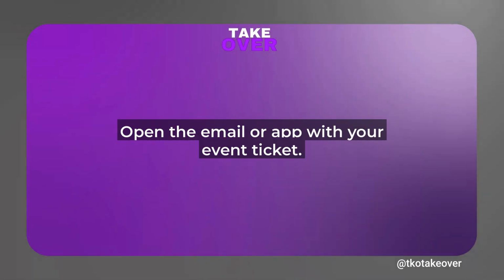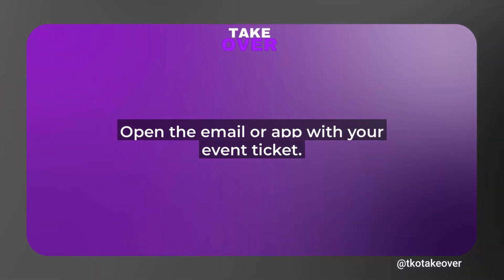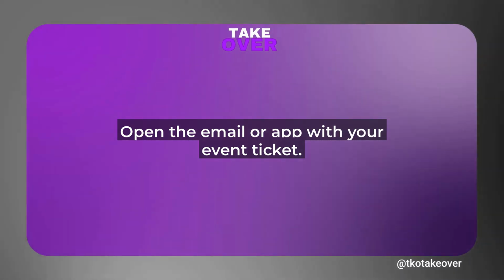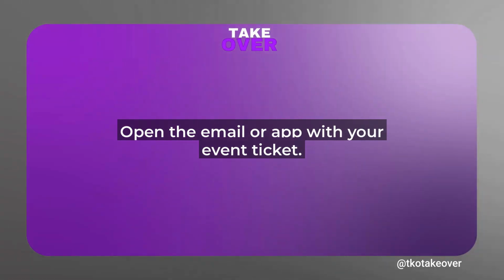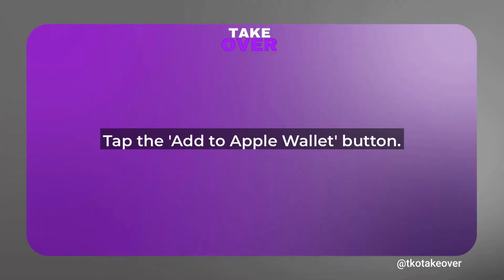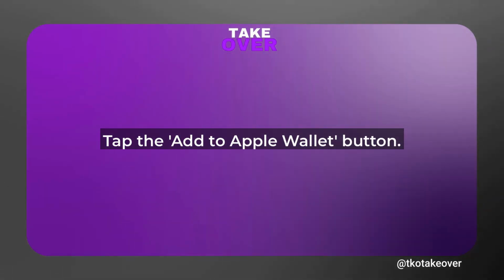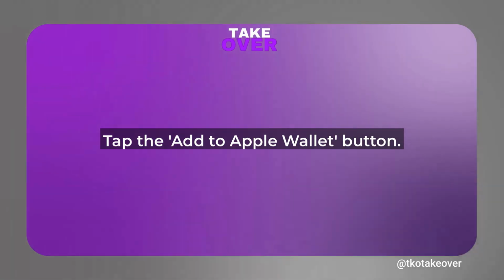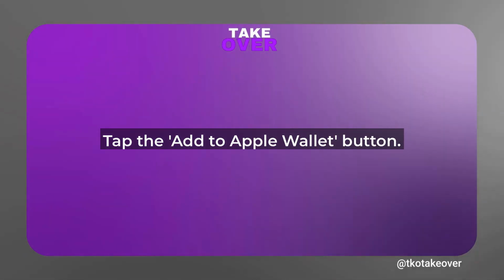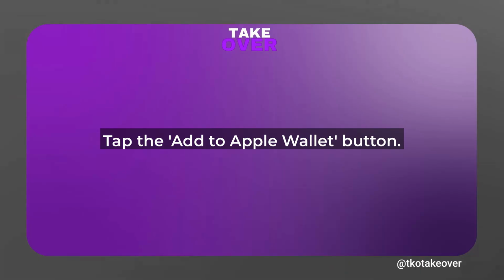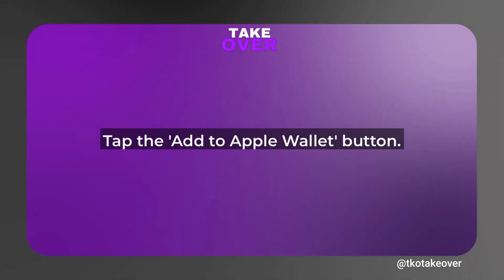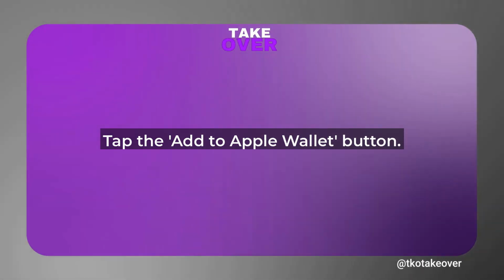Next, start with your event ticket. Most tickets come via email from services like Ticketmaster or Eventbrite, or directly from an app. Open the email or app where your ticket is stored. Look for a prominent button that says, Add to Apple Wallet. It's usually easy to spot. Tap on it. Once you tap that button, your iPhone will prompt you to confirm adding the ticket.